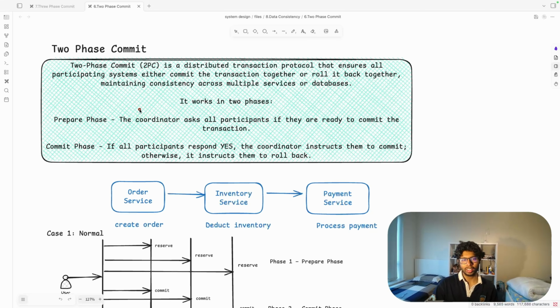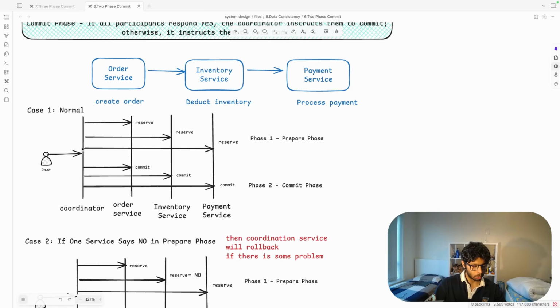Before we study three-phase commit, let's first revise two-phase commit one more time. We'll spend 2-3 minutes on it and then jump directly to three-phase commit. So what does two-phase commit tell us? That there are going to be two phases. First is the preparation phase and the second is the commit phase. Let's understand it with the help of one example.